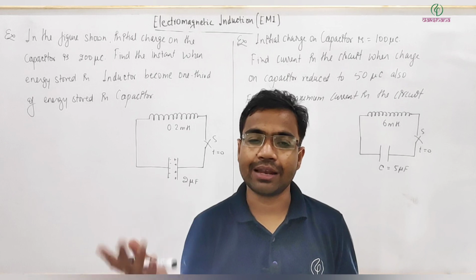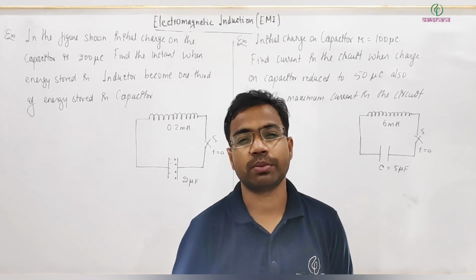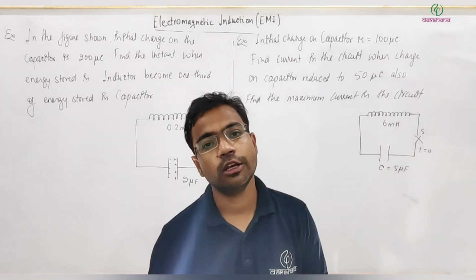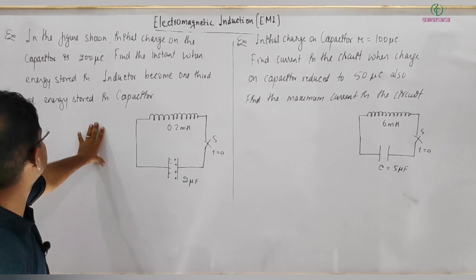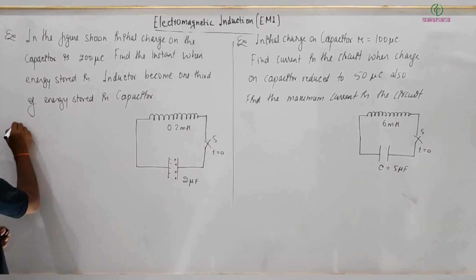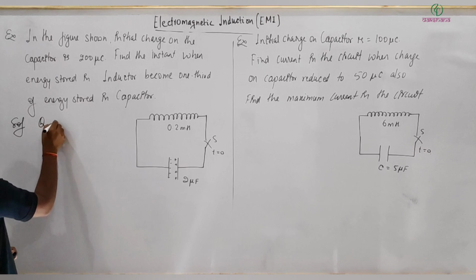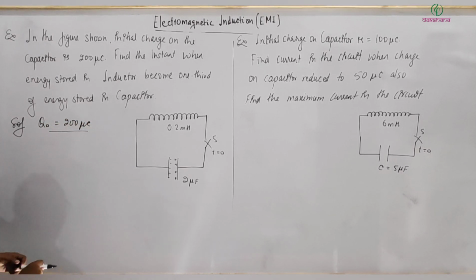We also calculated the energy in the electric field and magnetic field at any moment of time. So we can see some applications based on that. Let's see some problem. Here we have one simple case. In the figure shown, the initial charge on the capacitor is 200 microcoulomb, so Q0 is given as 200 microcoulomb. Find the instant when the energy stored in the inductor becomes 1/3 of the energy stored in the capacitor.